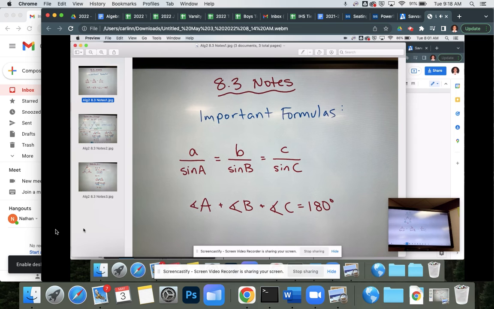We'll see an example later of how to use this, but this is really useful when you have two sides and one angle and you need to find the other angle, or two angles and one side and you need to find the other side. This is what we're going to use if we don't have a 90 degree angle. And as you guys know, A plus B plus C equals how many degrees? 180.